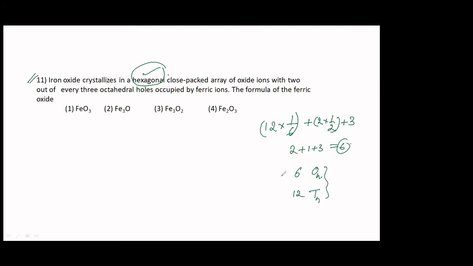Okay. So he says the ferric ions are occupying 2 out of every 3. That means 3, 3, if you make 2 plus 2, it will be 4. 4 Fe3+ ions will be there. And 6 O2- ions will be there, because that is the one which forms the hexagonal close packed array, which means it should be present at the corners, face centers, and 3 right at the center. So it will be Fe4O6, which means it should be Fe2O3.